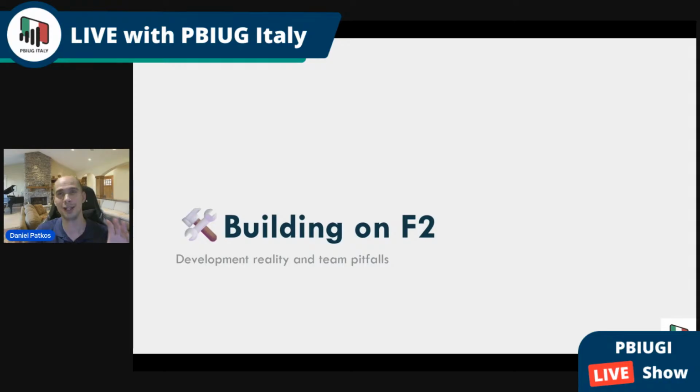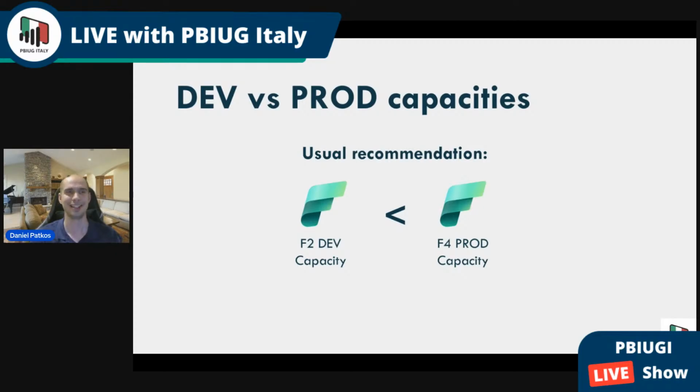The following few things I'm going to explain, I think are super important. And if you understand these things, or you are prepared for these things, then you will avoid like 80% of the problems people can run into by developing on F2. And the first thing is, I'm going to call this the dev versus prod capacity paradox. This is what the situation usually is.